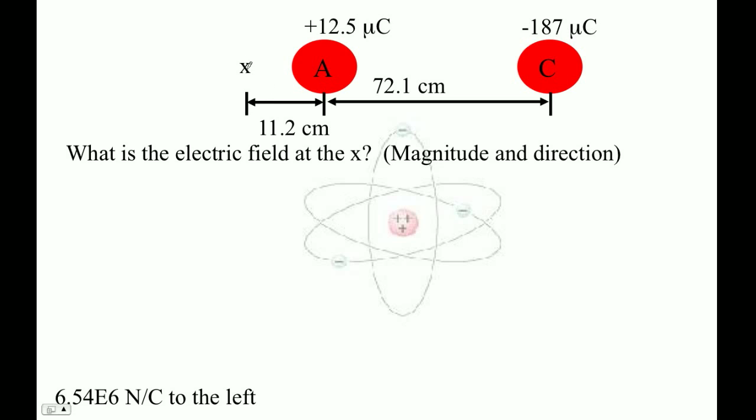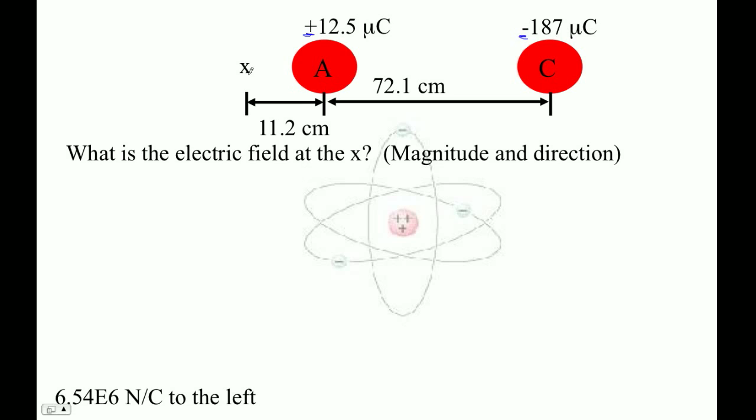Okay, so now this is the equivalent of a linear array of forces, but for an electric field. Here's charge A, which is a positive charge. Here's charge C, which is a negative charge. And we've got the distances, and we want to find the electric field.